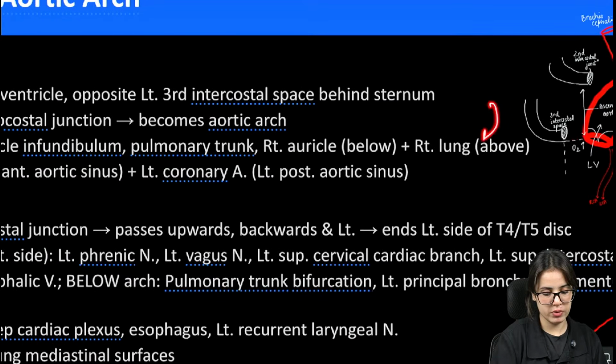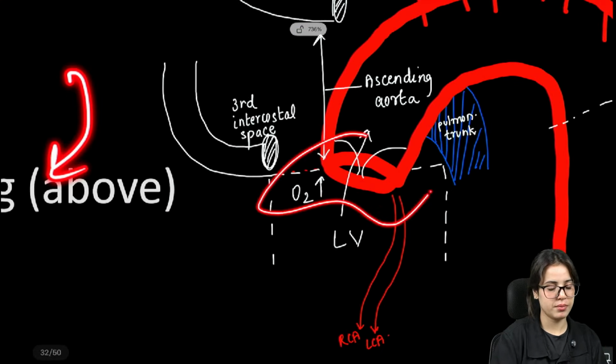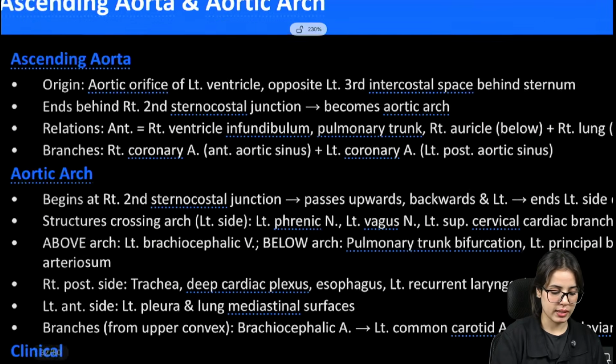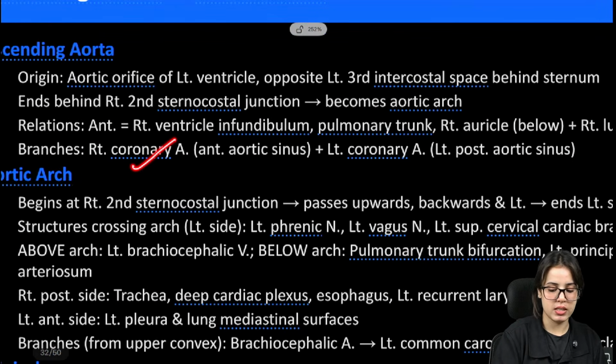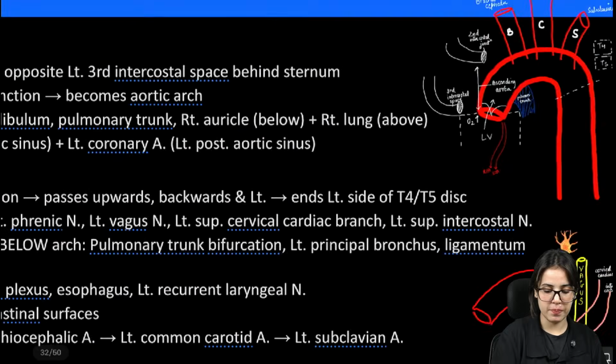I think this is very obvious. If you know two parts around here, you'll be able to write. Then the branches are the RCA and LCA. Anterior aortic sinus to posterior aortic sinus. We just did that. Okay.